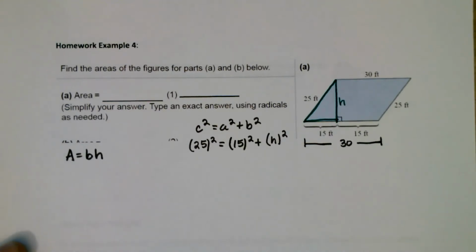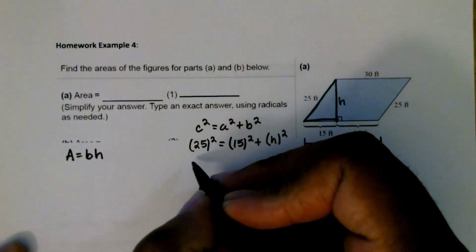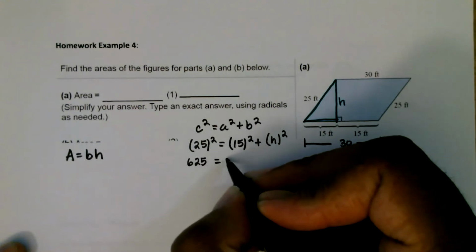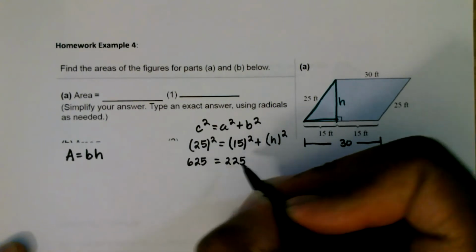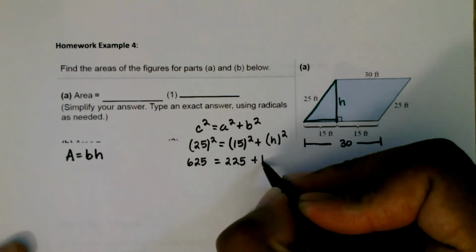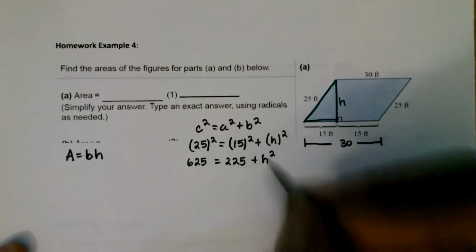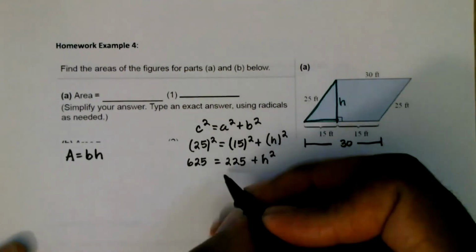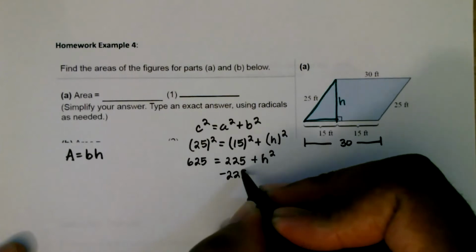All right, in this case here, let's simplify. 25 squared will be 625, is equal to 15 squared, that's 225, plus h squared. Now to get h squared by itself, I'm going to subtract 225 on both sides.